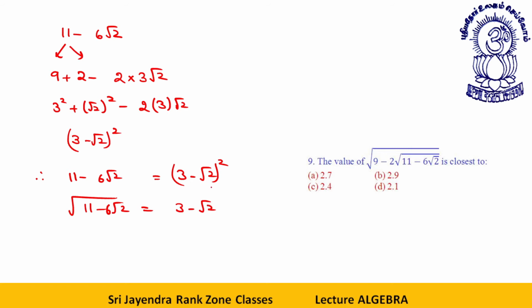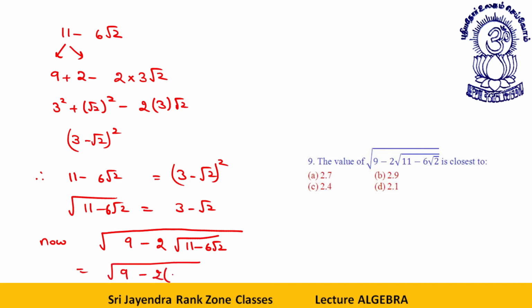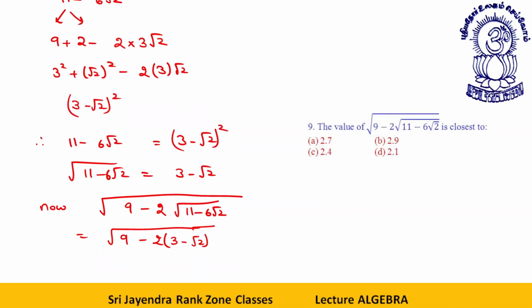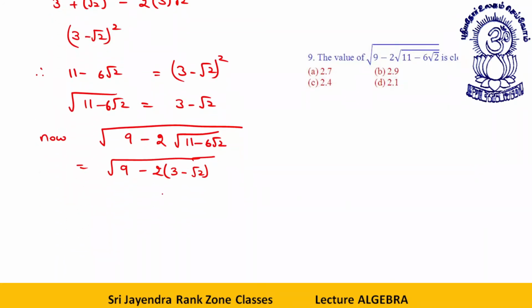3 minus root 2. Now what do we have? 9 minus 2 into under root 11 minus 6 root 2, put the value of under root 11 minus 6 root 2 as 3 minus root 2. What does it become now? This becomes 9 minus 6 plus 2 root 2.